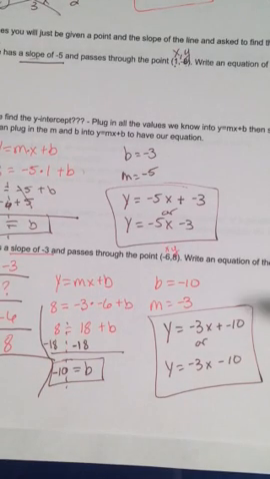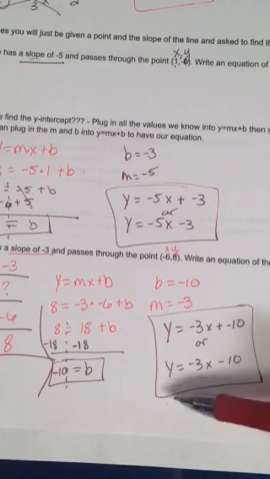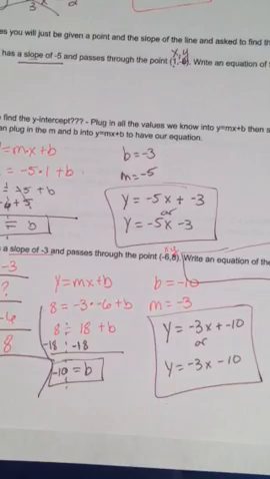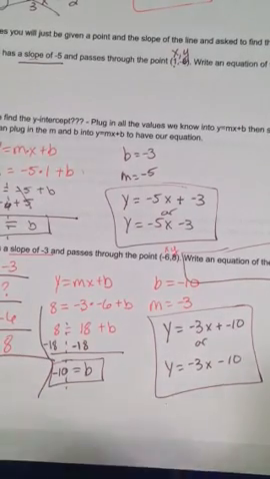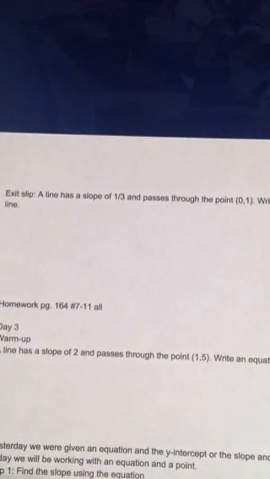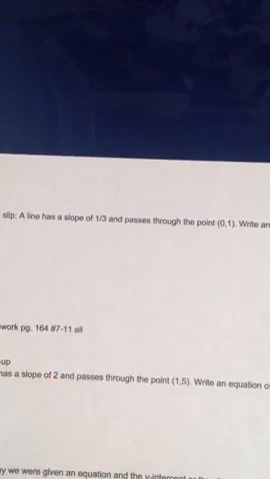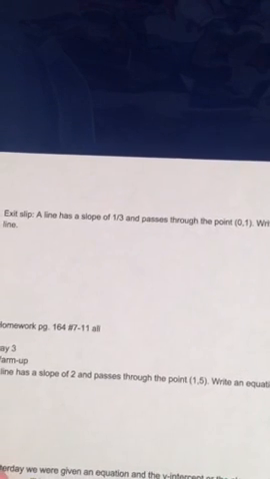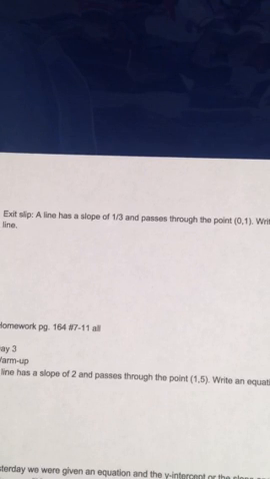Alright, so I want an equation, something with y and x in it, okay? So when it says write an equation, I should have y equals mx plus b in that form with m and b filled in as numbers as your final answer, okay? Alright, your exit slip is very similar to what we just did. It says a line has a slope of 1/3 and passes through the point 0, 1. Write an equation of the line. So almost identical to what we just did, okay?